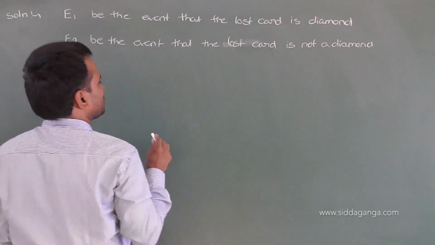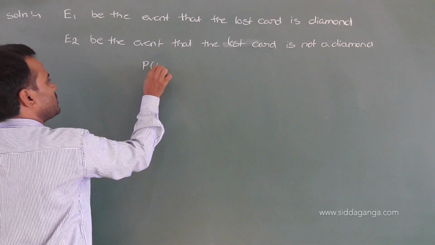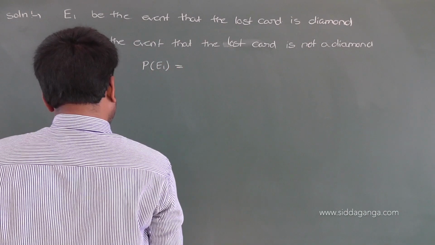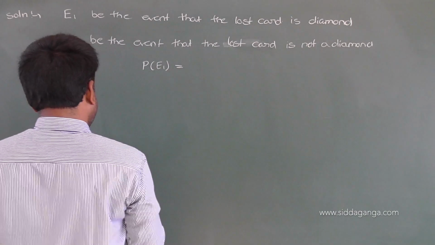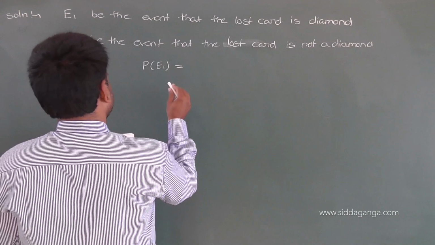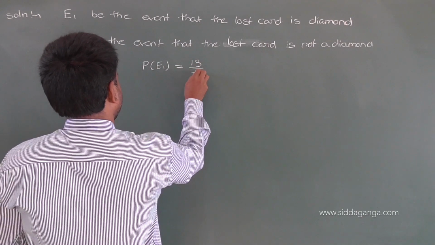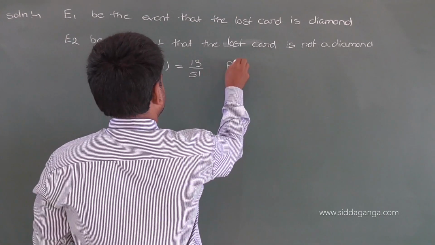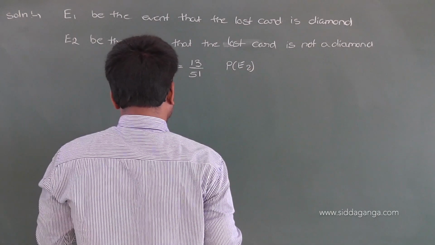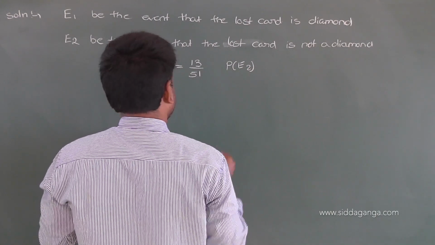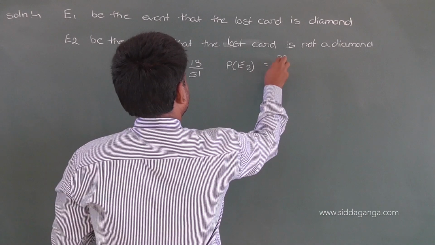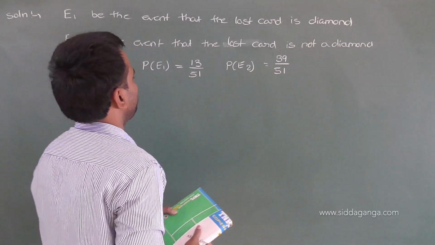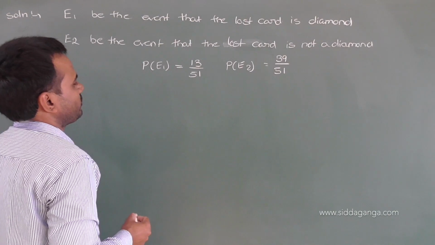How many diamond cards are there? 13 cards. So probability of E1 is what? 13 divided by 51. Correct? Then probability of E2 is how much? 13 means 39 divided by 51. So 13 by 51 and 39 divided by 51.